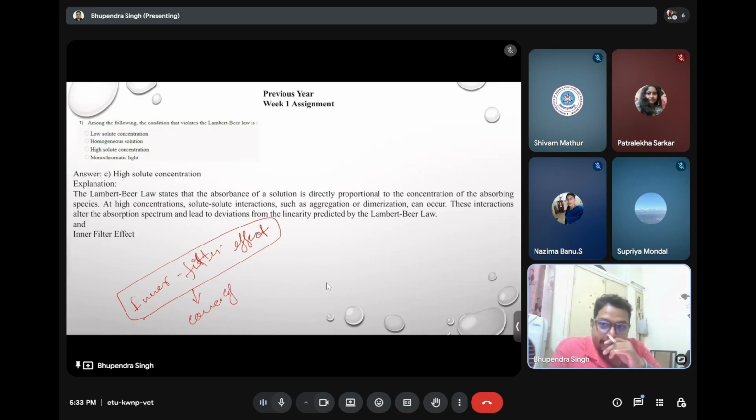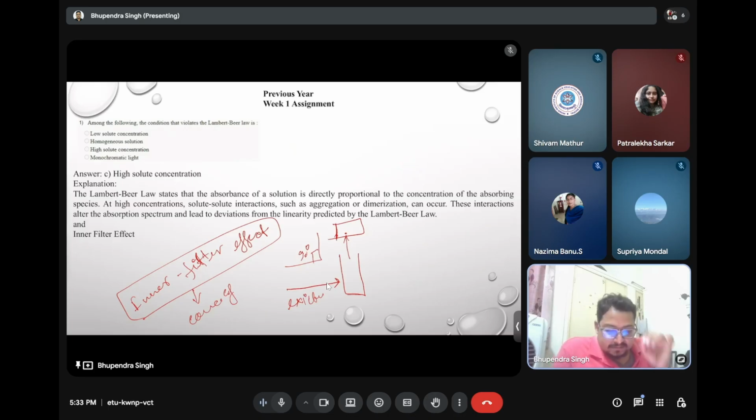Inner filter effect means the concentration of the solute in the sample is high. What does that mean? Let's say this is your cuvette and this is your light beam, and here is your detector. The detector is here because in an emission instrument the detector is always placed at 90 degrees to the excitation wavelength. So this is your excitation wavelength, and the emission is collected here at 90 degrees only.